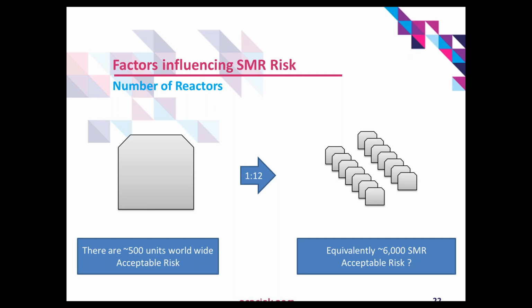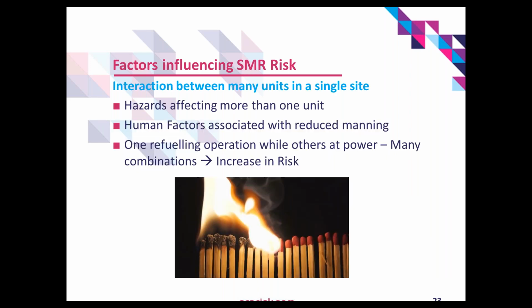First of all, if we replace or introduce small modular reactors, there are going to be many of them. What before was only one big nuclear power plant now has 12, more or less. That means that if we assume the core damage frequency is the same as what we know, it is more risky. There is more risk of an accident just because there are more of them. What about hazards affecting more than one unit? What about interaction between units, because they are going to be sitting right next to each other? A fire can affect more than one.